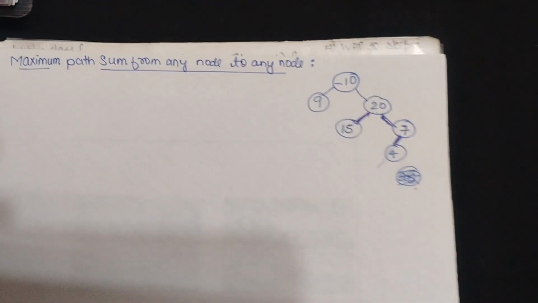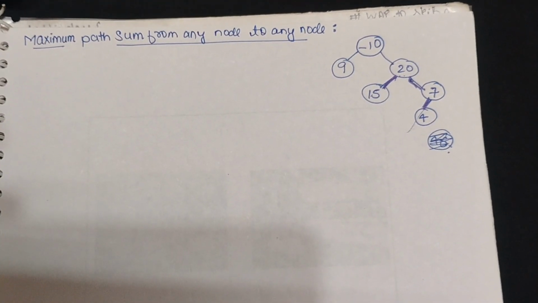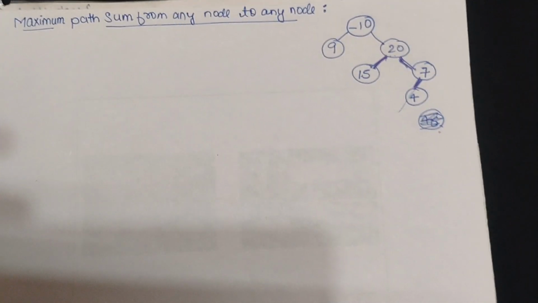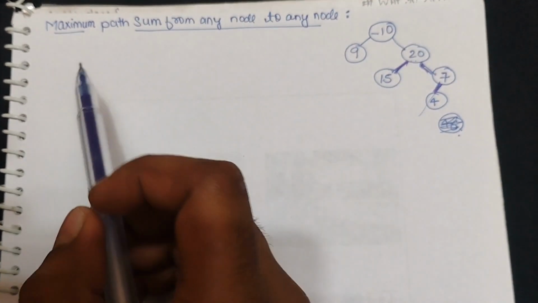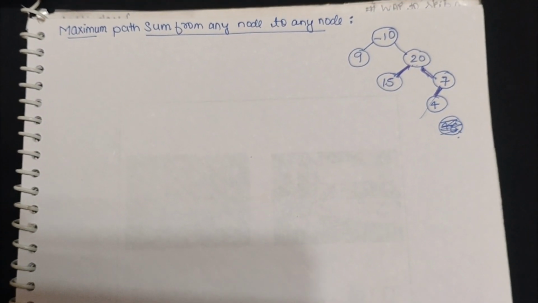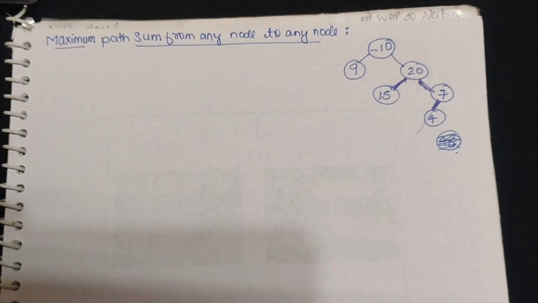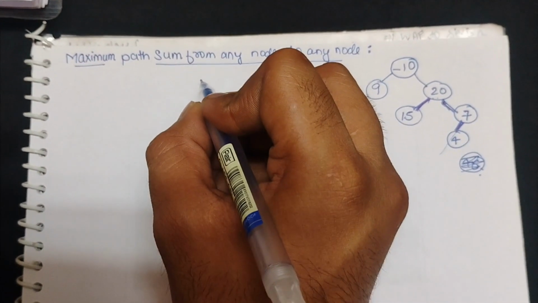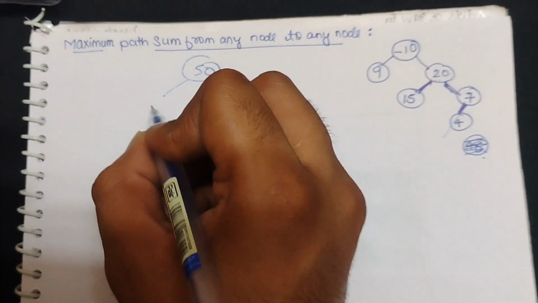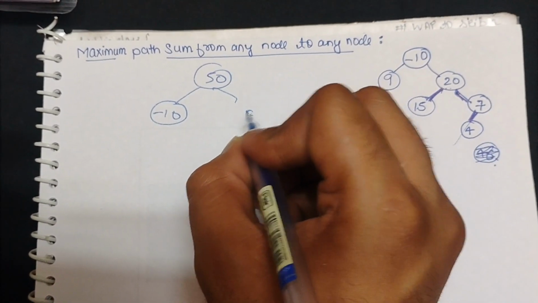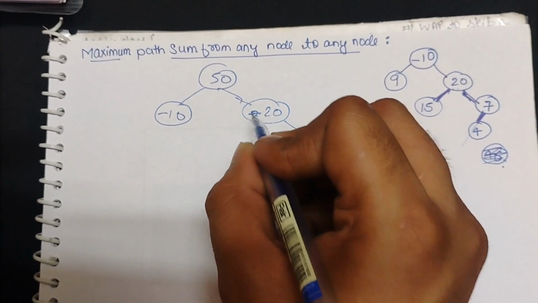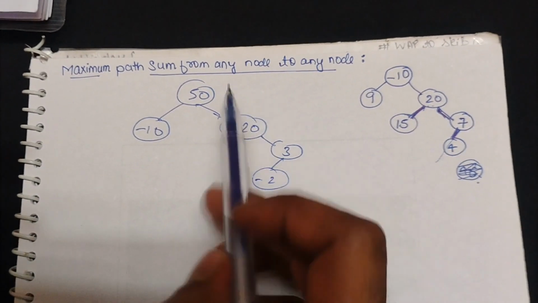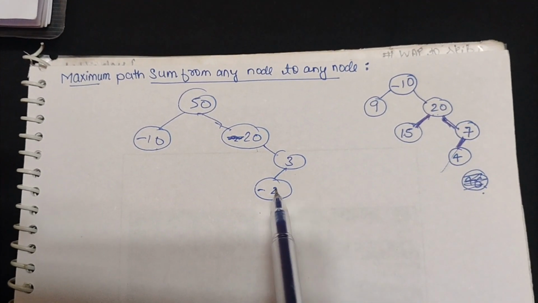Okay. Now in the last question I told you about the choices that every node has. Here one of the choices of every node gets incremented. I'll tell you in detail what the question is saying, with an example: 50, minus 10, minus 20, 3 and minus 2.